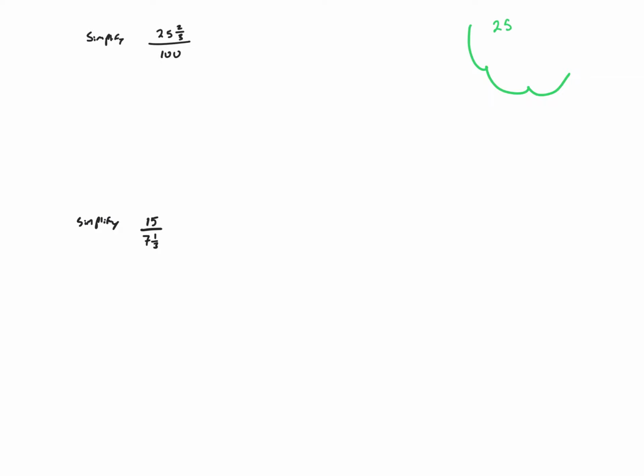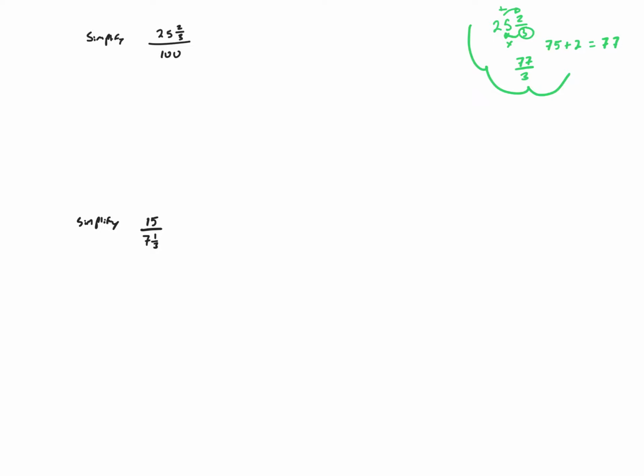So if I have 25 and 2/3, remember we take the 3 and multiply by the 25. That gives us 75. And then we add the numerator. So I'd say plus 2, which gives me 77. So it's going to be 77 over 3. The numerator is going to be 77, and the denominator stays the same with that 3.